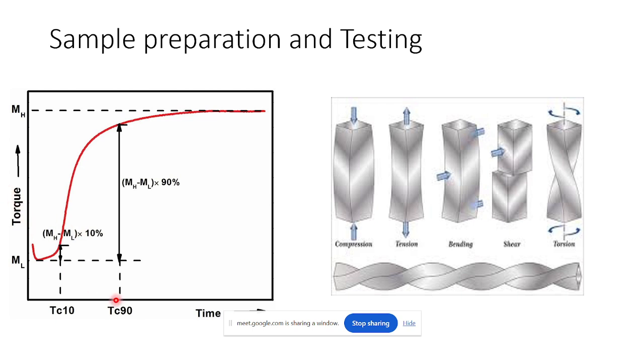So this is the torque versus time plot, and from there you need to calculate what is the curing time, how the material is behaving when the cross linking is happening, and based on the result you can predict how much tensile strength you will get when the material is finally produced.